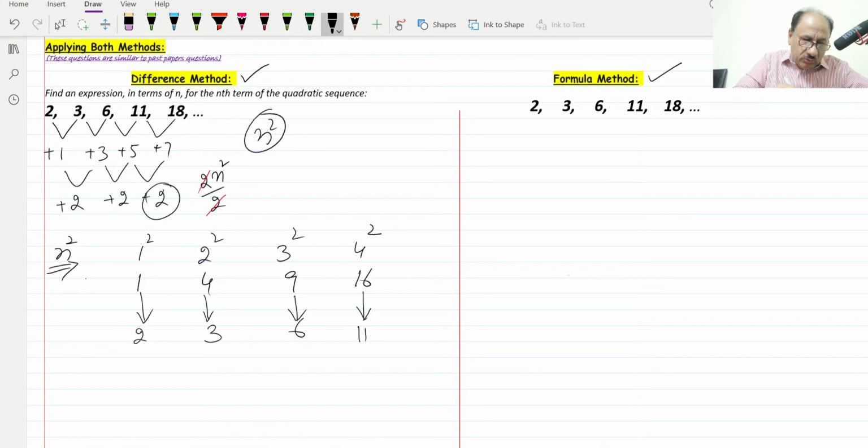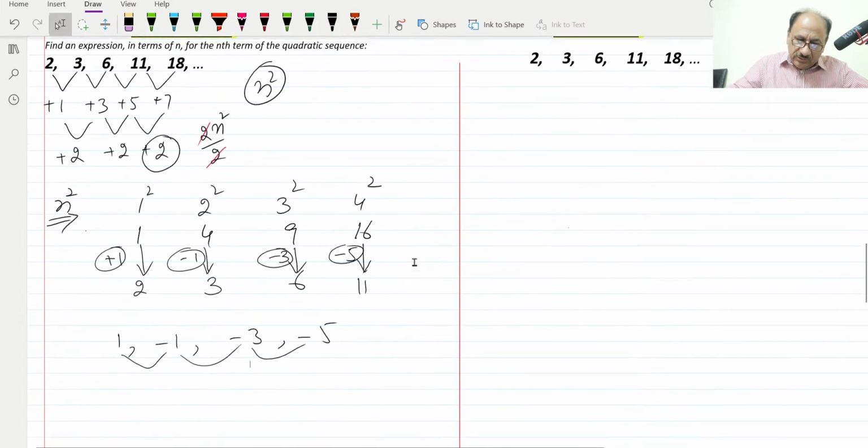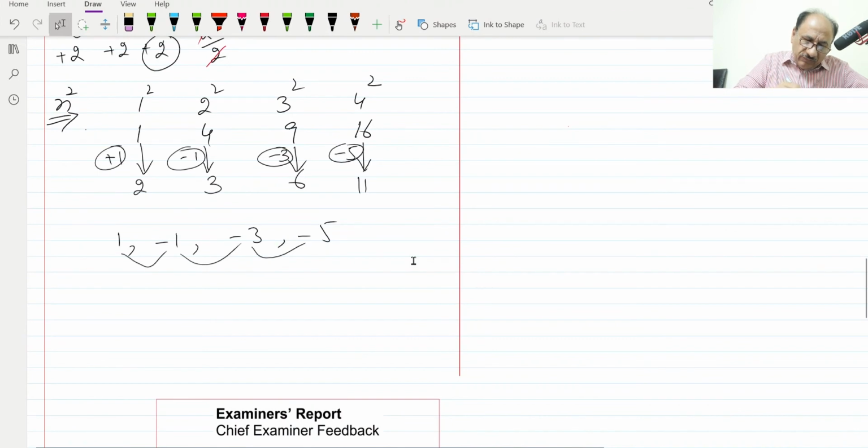So from 1 to 2 it is plus 1. So we'll write here plus 1. This will be minus 1. This will be minus 3. This will be minus 5. And now after that we will be taking these numbers and forming a sequence which is 1, then minus 1, then minus 3 and minus 5. Now we can check the difference between these numbers, and these differences will be minus 2, minus 2, and this one also minus 2.